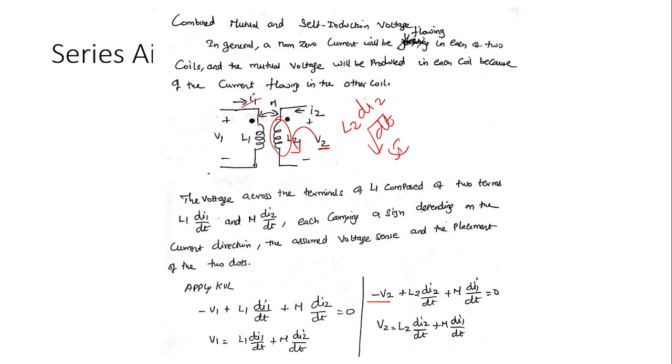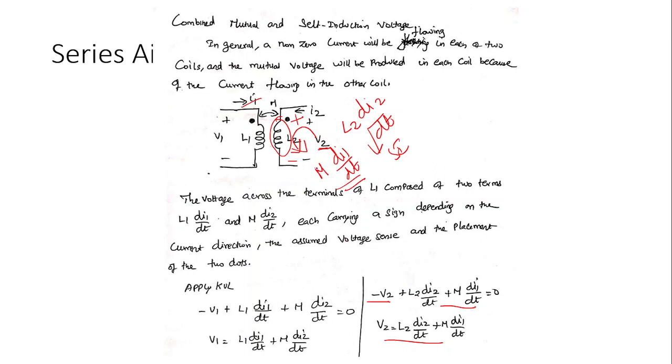Here the current I1 is entering the dot, so the generated mutual voltage positive will be at the dot, negative will be at the undotted terminal, and induced voltage will be M dI1 by dt. This is due to the current I1. If I check the current direction, your current is entering positive and leaving negative, so plus M dI1 by dt. So V2 can be written as L2 dI2 by dt plus M dI1 by dt.